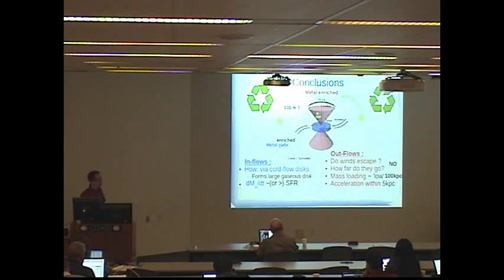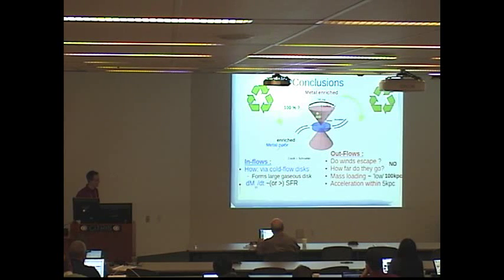So for my conclusions here, going back to the questions I asked at the beginning, do the winds escape the potential of these halos? It seems like the answer is no, because the wind speeds are too low compared to the escape velocity. How far do they go? They go up to maybe 100 kiloparsec or so. The mass loading is still relatively low if you wanted to account for the low baryon fractions of 20% or so in L-star galaxies.